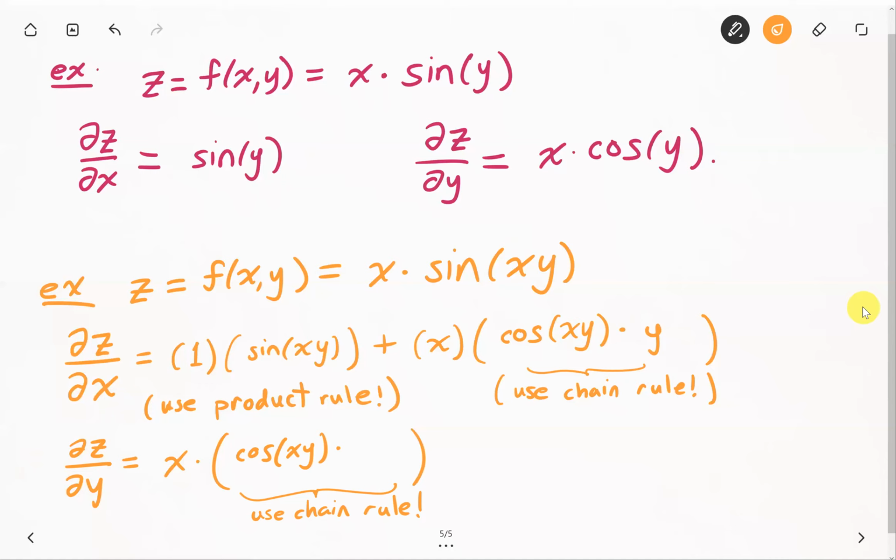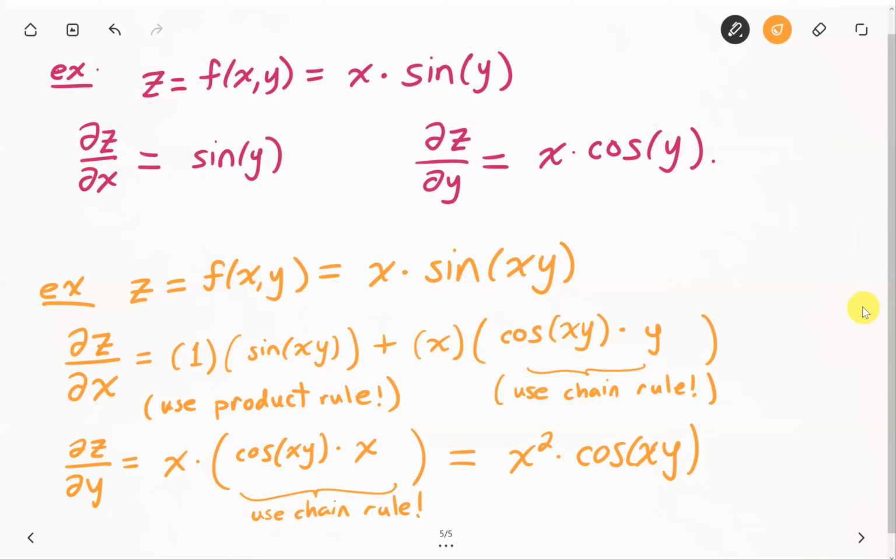So y is the variable. We have a constant times y. The derivative of a constant times y is that constant. So in this case, we have x times cosine xy times x. I feel like I need to rewrite that. I can gather together the x's. That'll give us x squared times cosine xy.